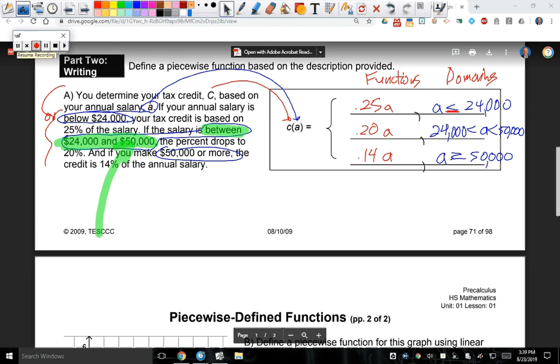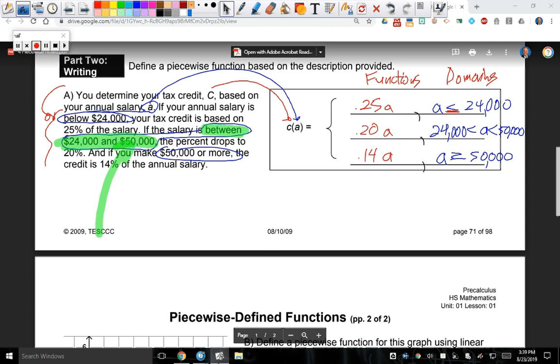Alright, going back to it. 14% of A would be 0.14 times A. We've just read this whole paragraph. You will have one on your quiz, not next class, but the one after that. It's something like this, so please make sure that you are looking over this.